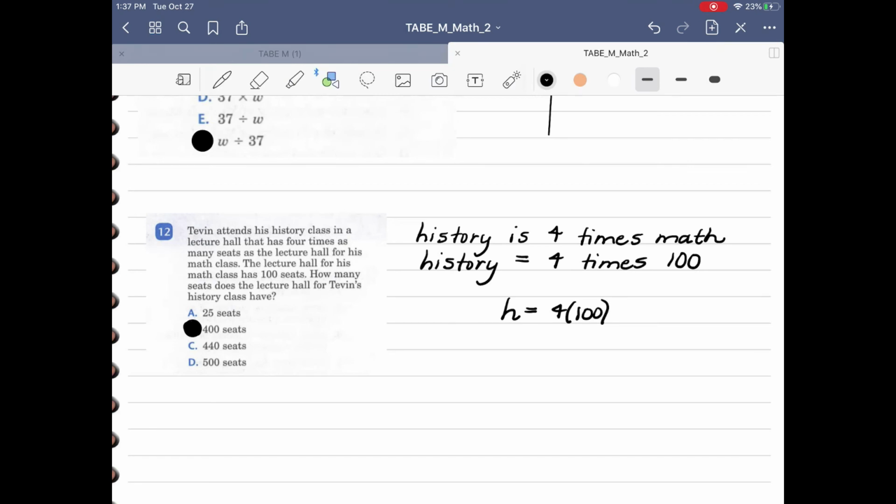But here's the deal on this one. When you go to set up your solving frame, you don't have to move anything. The variable is already where it needs to be. The constant is already where it needs to be. You just have to do the math. So you really are solving an equation. It just doesn't involve any moving of terms. So number 12 is B.